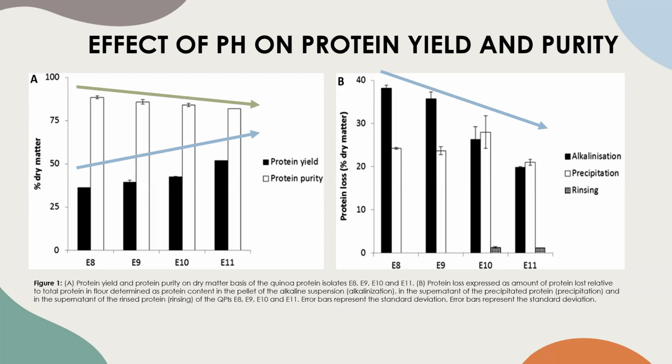Additionally, they saw a decrease in the amount of protein lost to the grain fraction during the alkalization step, which is inversely proportional to the yield, kind of showing that more protein was lost at a milder pH. And then again, increasing the extraction pH led to a decrease of purity.